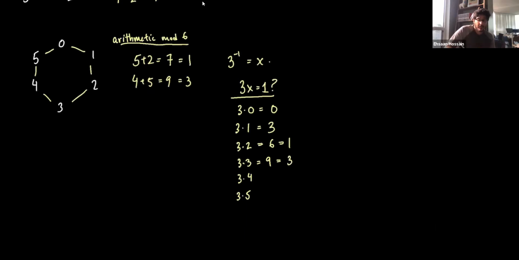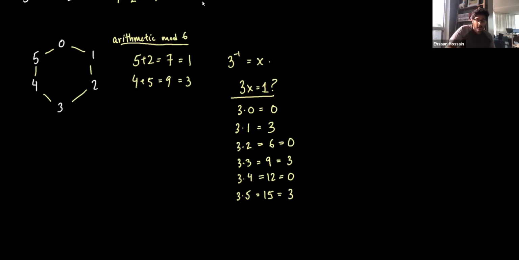3 times 4 is 12. Mod 6? 0, because it's 6 more than 6. It's 6 times 2. Basically, it's the remainder when you divide by 6. So 12 divided by 6 has no remainder, so it's 0. 3 times 5, that's 15. What's the remainder when you divide that by 6? 3. Oh, and sorry, 3 times 2 is 6. I don't know why I wrote 1. That's 0, right? Because 6 divided by 6 is 0.